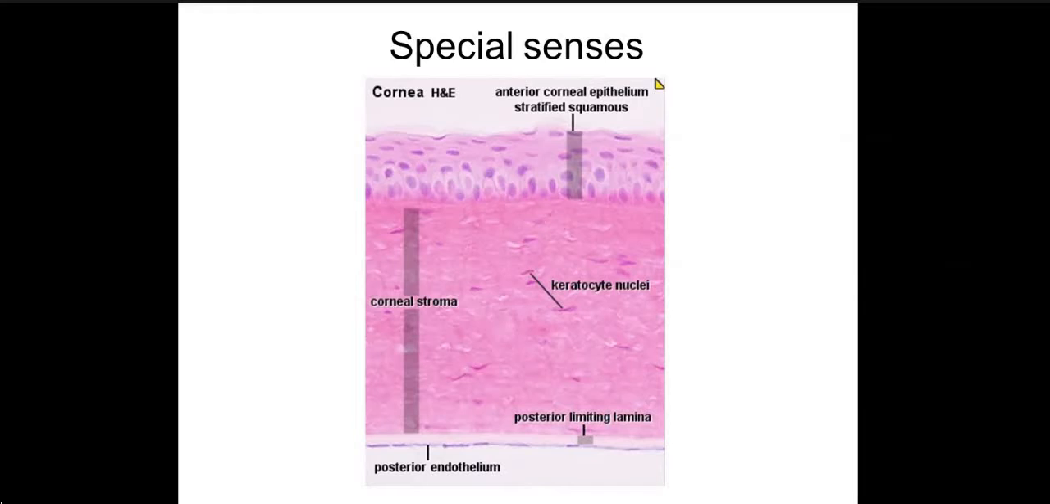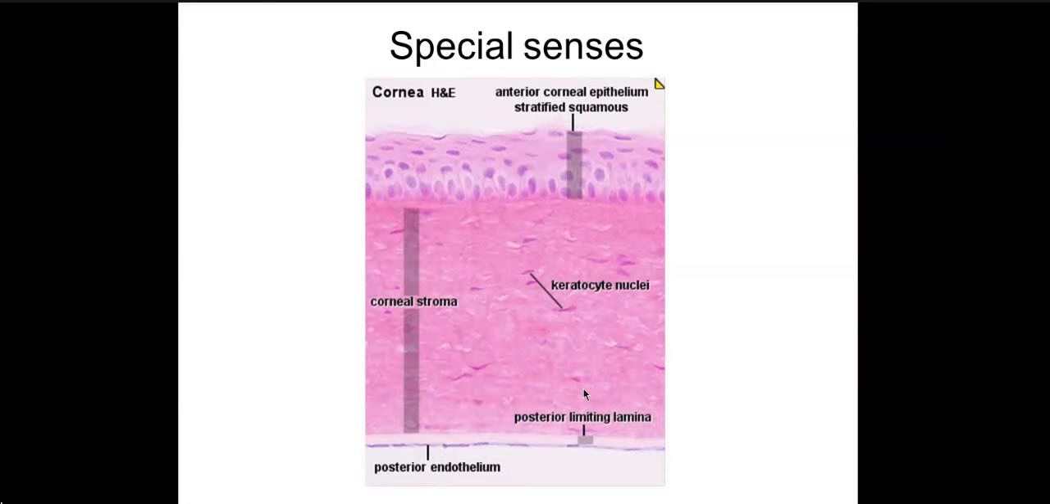Now here is the histology of the cornea. It is hematoxylin eosin stain, and you can see the anterior corneal epithelium, stratified squamous. These are the keratocyte nuclei in the corneal stroma. This is the posterior limiting lamina. Here is the posterior epithelium. Corneal graft means keratoplasty. Why do we say that in eye donation after death, only the cornea is donated and grafted? That is called keratoplasty.